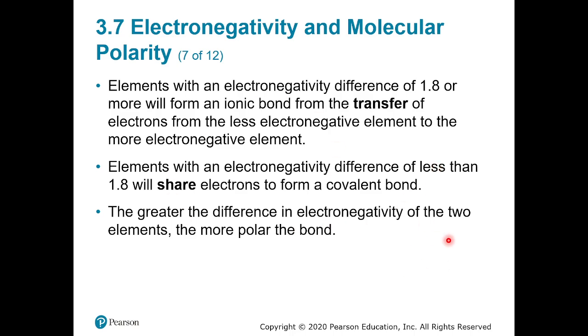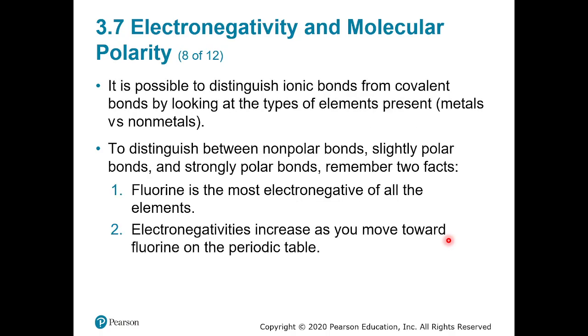Again, the greater the difference in the electronegativity of the two elements, the more polar the bond would be, and the larger the poles on that bond would be. It's possible to distinguish ionic bonds from covalent bonds by looking at the types of elements present. Remember that the nonmetals are going to have higher electronegativities. The metals have lower electronegativity. Overall, if you have a metal with a nonmetal, it's going to be ionic, okay? Because the electronegativity difference is going to be large, isn't it? There are a few exceptions, but frankly speaking, you just don't need those, okay? There are some very interesting exceptions, though, if you ever want to talk to me about it.